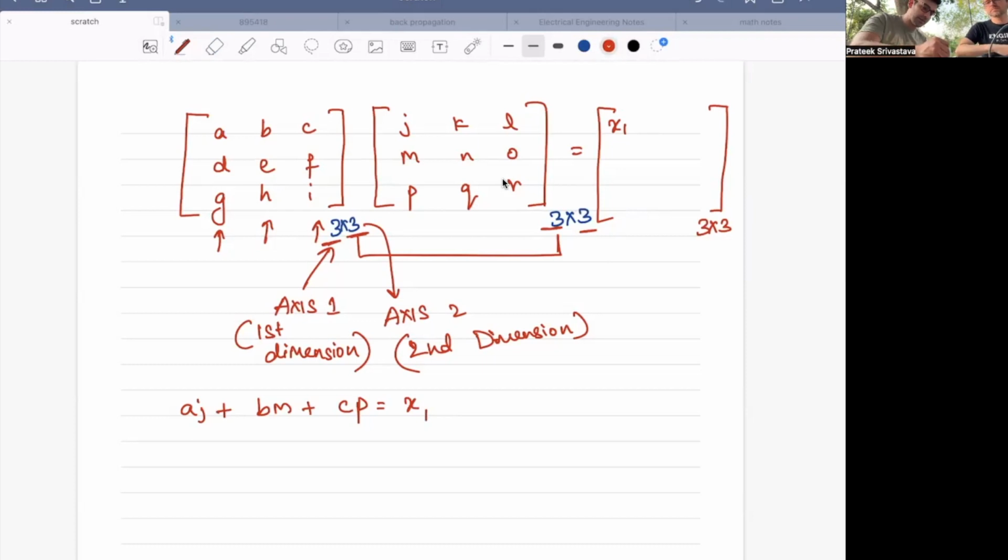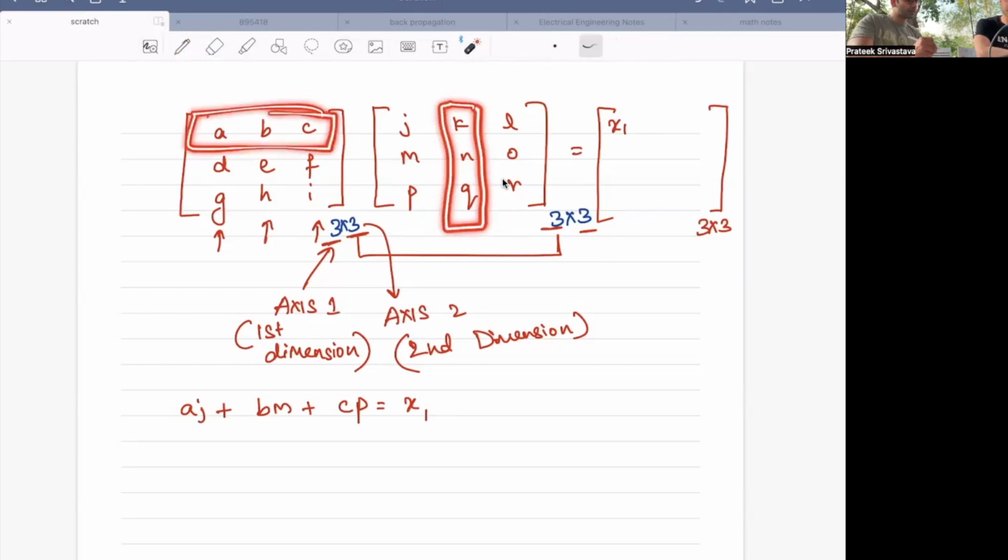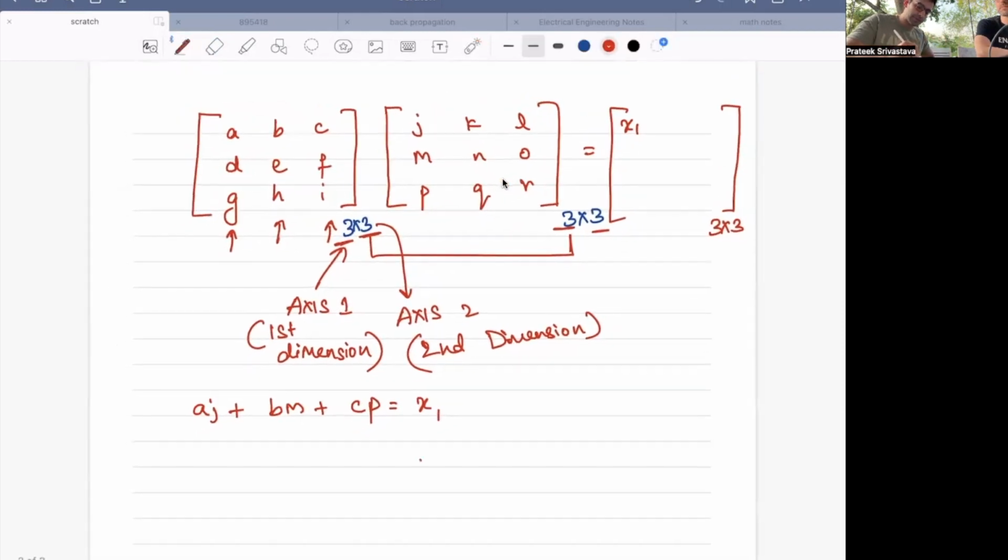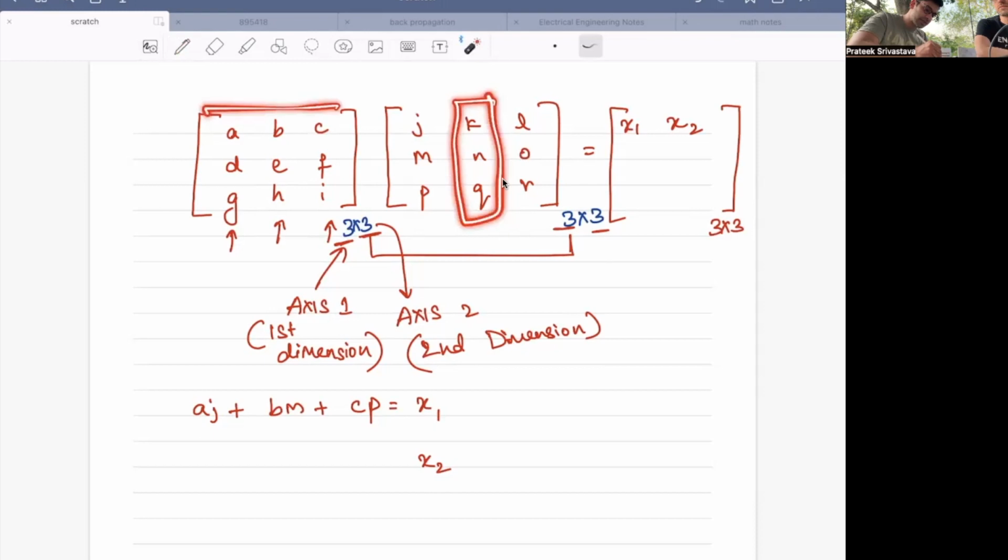The second element would come from multiplying the second column of the second matrix with the first row of the first matrix. So we're still on the first row of the first matrix, but now we've moved on to the second column of the second matrix. And that would come out to be x2, which is here, and that would be this one.